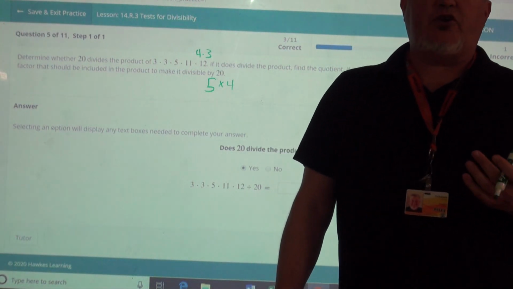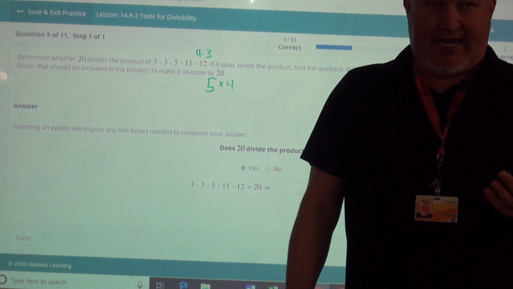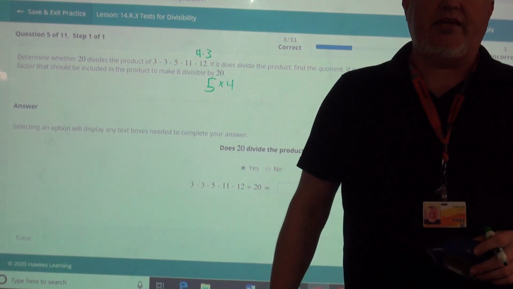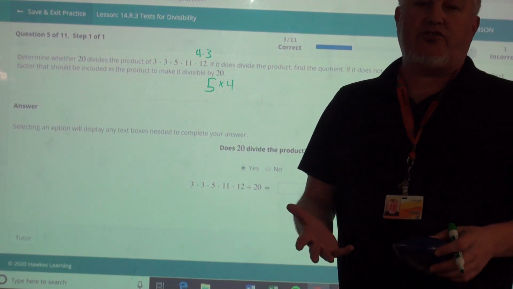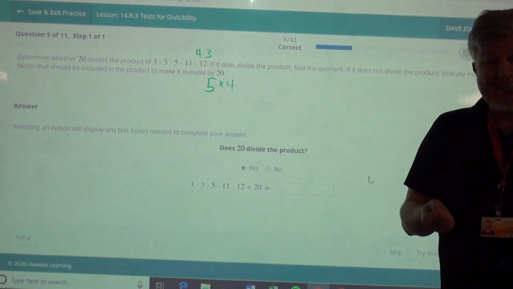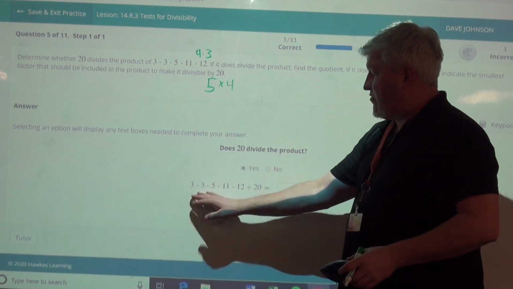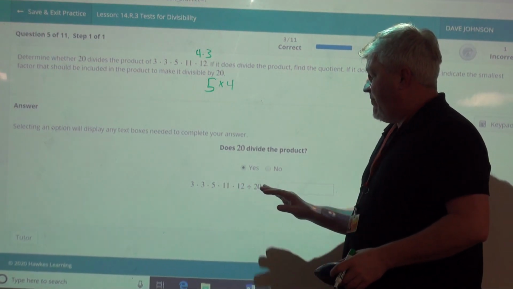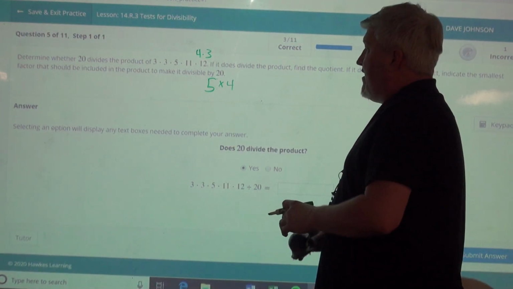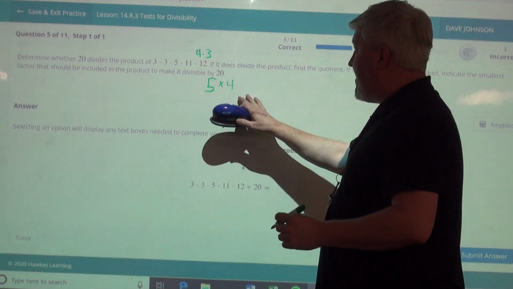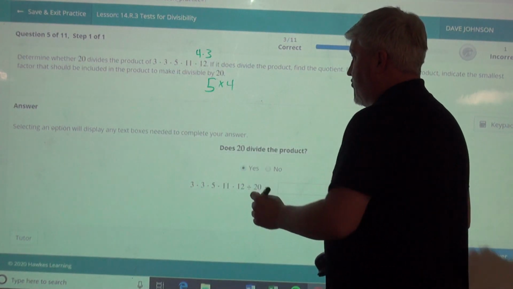I know you could do this very quickly with a calculator, and I'm not going to be there in front of you to make you do it differently. I'm just going to encourage you, though, to challenge yourself a little bit first to see this. If you want to know what this long number is, 3 times 3 times 5 times 11 times 12 divided by 20, you can make your life a little easier by crossing out the common factors between the two.